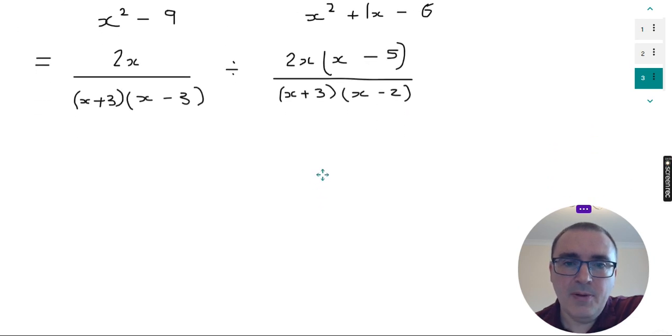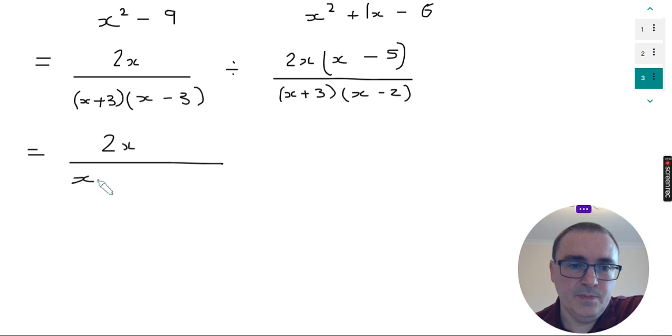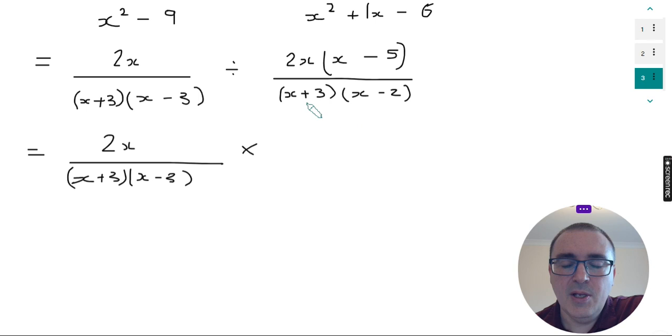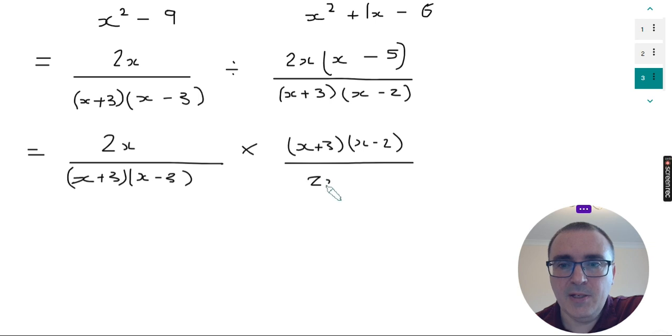So again we can now apply the rule keep, flip, change. If we keep the first fraction the same, change the divide to a times, and flip the second fraction, we can write that as x plus 3, x minus 2 over 2x bracket x minus 5.